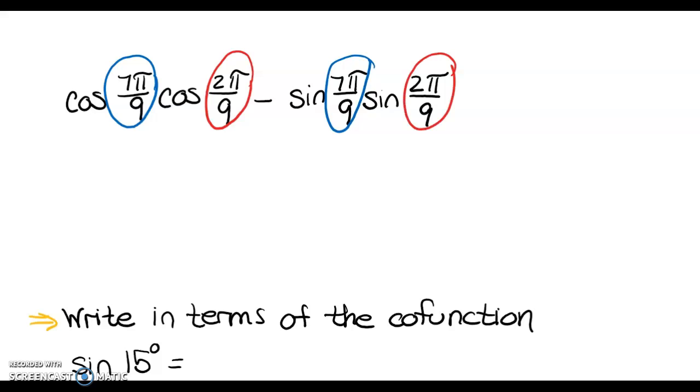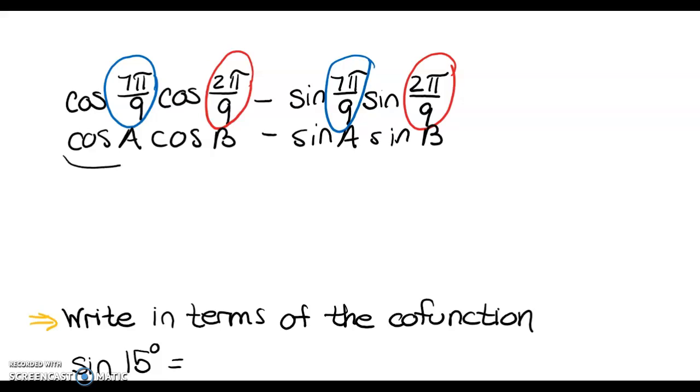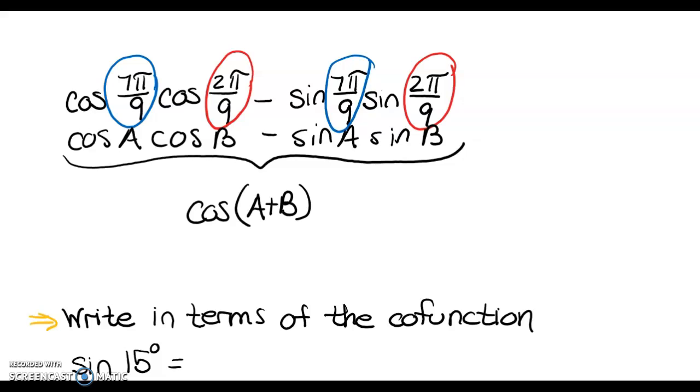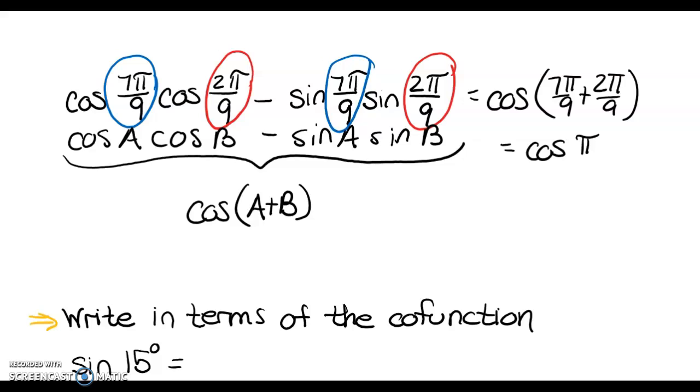So this falls very nicely under the cosine of A, cosine of B, minus the sine of A, sine of B. This is the right-hand side of my cosine of A plus B formula. Therefore, this is going to be the cosine. A is 7 pi over 9, and B is 2 pi over 9. And when I add those two up, I get the cosine of pi. And I know the cosine of pi is just -1.